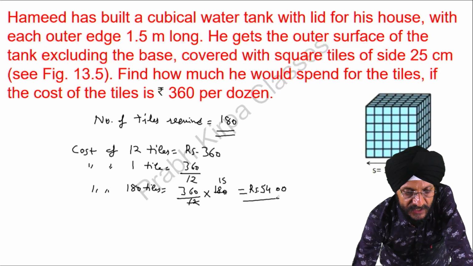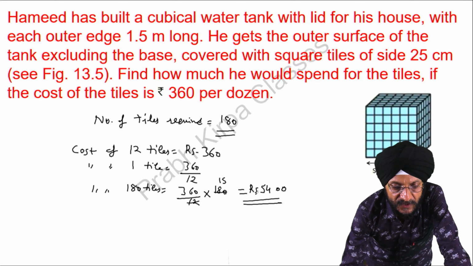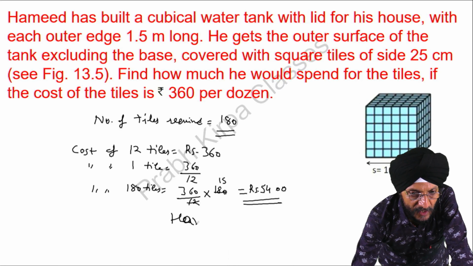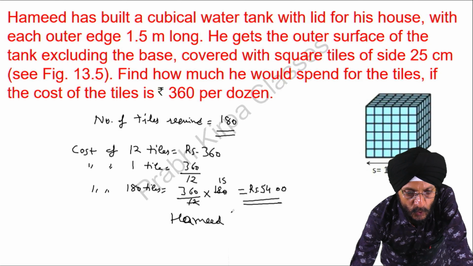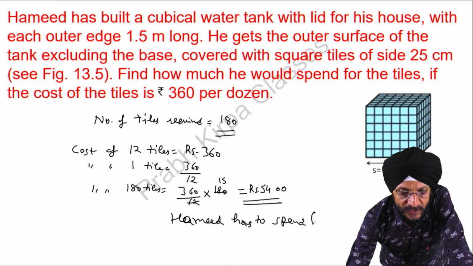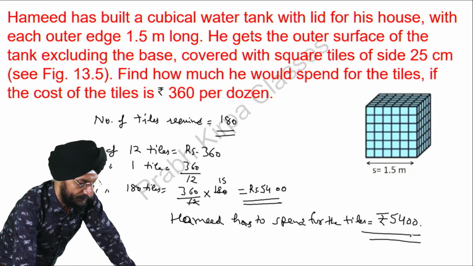So now this is the answer. Cost of 180 tiles is rupees 5,400. So Hamid has to spend for the tiles an amount equal to rupees 5,400. This is the answer.